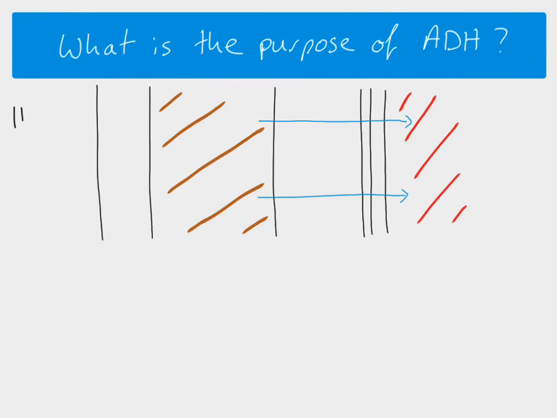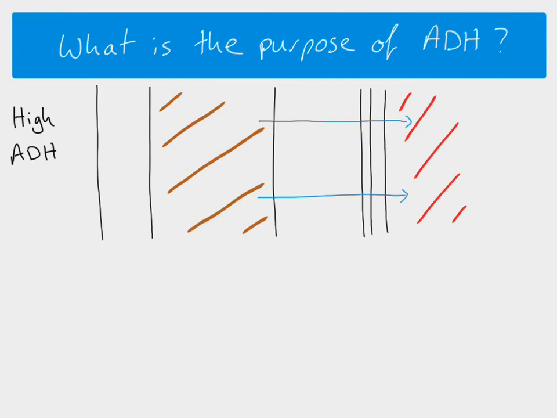If you have high levels of ADH, then you will see large amounts of water being reabsorbed back into the blood. What that means is that the filtrate, which then becomes urine, will have lost a lot of water because all the water has been reabsorbed into the blood, and that means the urine is very concentrated. So we have concentrated urine, and that means that the water potential of the blood has been maintained, so there's not too much water in the blood.